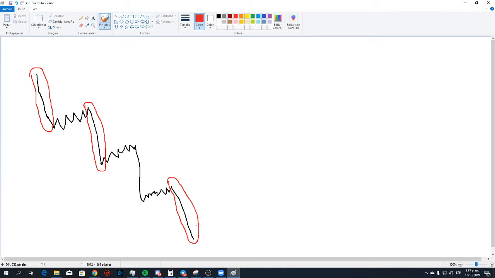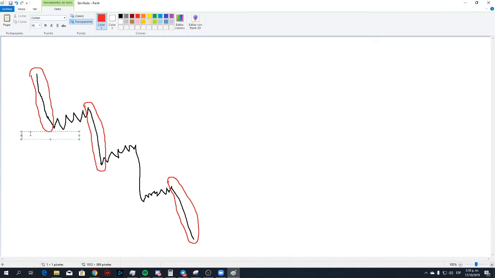It will change its trend because nothing drops or goes up to infinity. I mean, it must rest. It must get a break, you know. So let me draw it here.